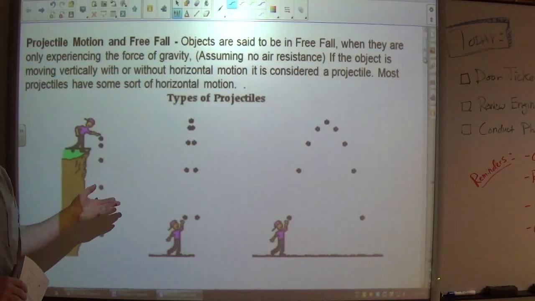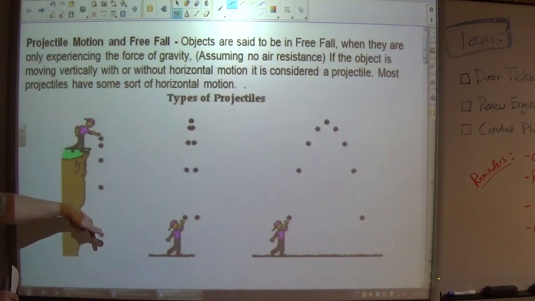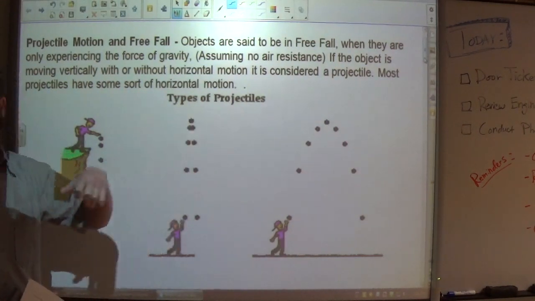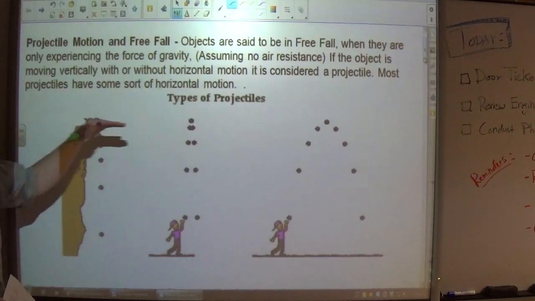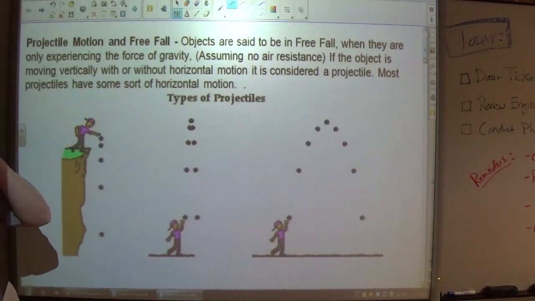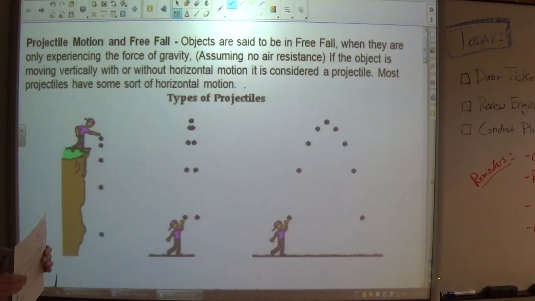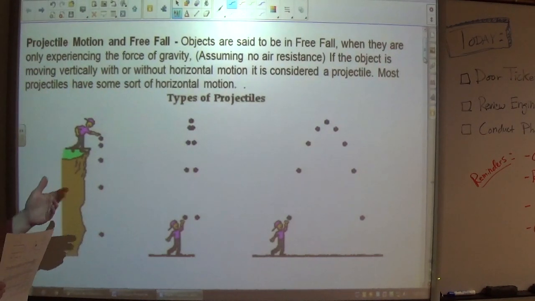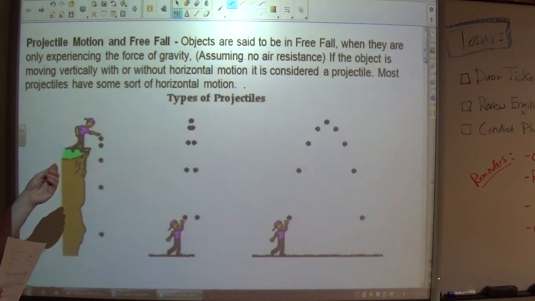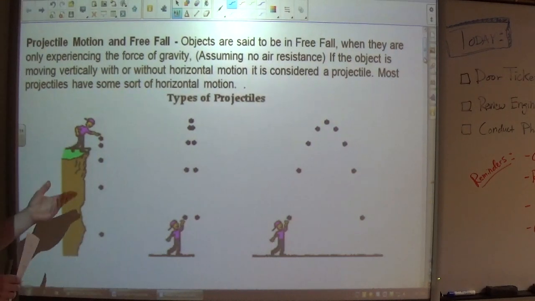In order for something to be considered a projectile, it could be traveling in a straight line, in a slight arc, or a more solid arc, or it could be launched across in a straight line. So it really doesn't matter that it's launched up or sideways or down. To be a projectile, it just has to be only under the influence of gravity.